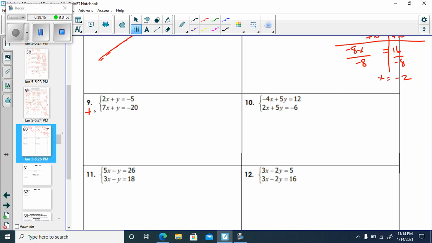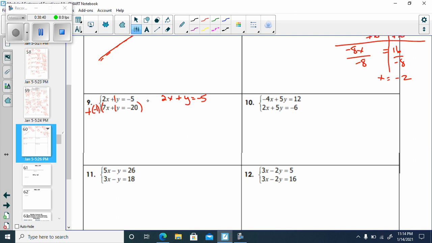I'm adding the two equations. Well, the 2 and 7 are not the same, but there's an understood 1 in front of each of these. That would give me 1y plus 1y, which is 2y. That won't get rid of it. I've got to multiply everything here by negative 1. Okay? So I have 2x plus 1y equals negative 5.